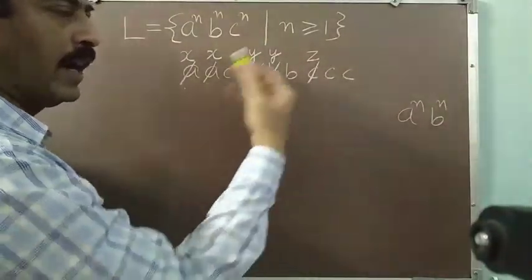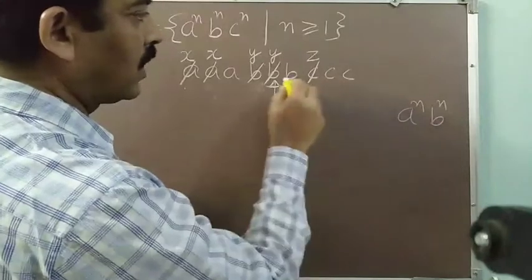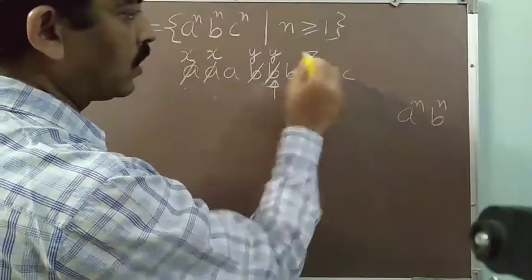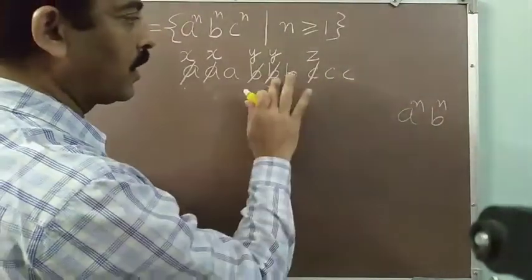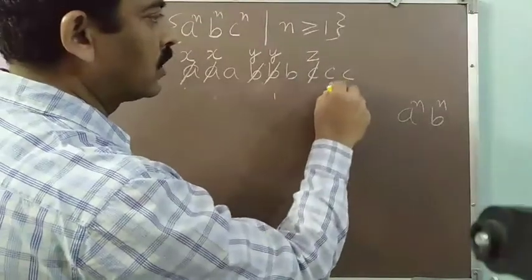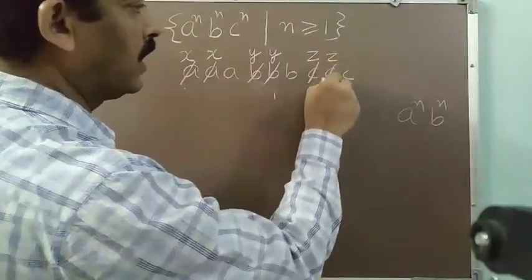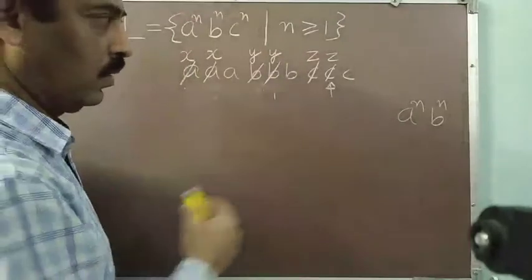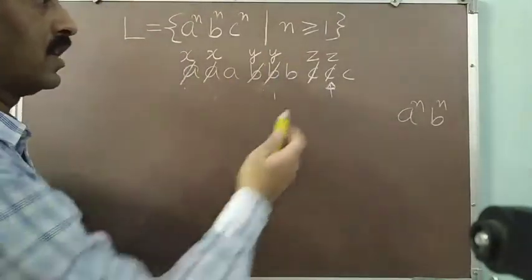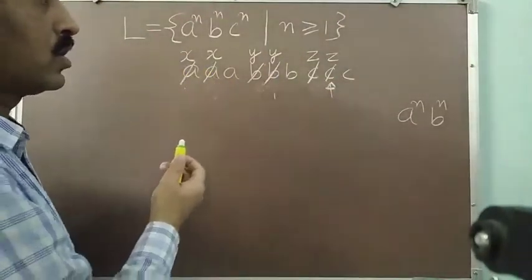Then I will find the first available C. So I will come here, and whether B or Z is coming in between, I will be skipping it. I will reach this C and process it by replacing it with Z. Okay. Then again I will repeat the same process. Again I have to find the leftmost A.